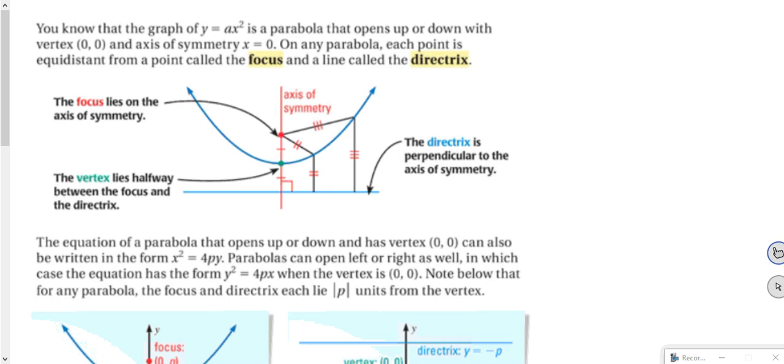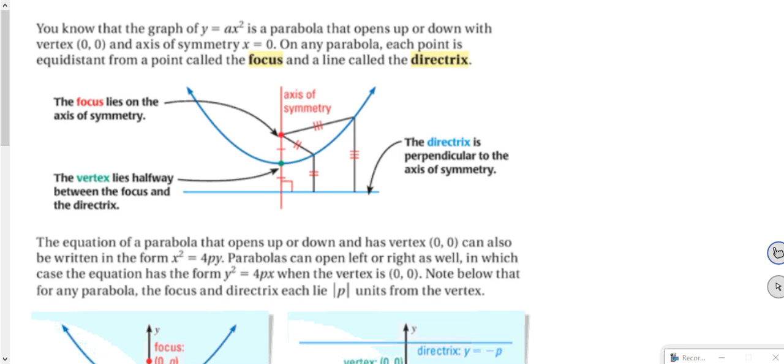It says, you know that the graph of y equals a times x squared is a parabola. Again, quadratic equation is when we have an x squared that opens up or down with the vertex (0, 0). Now we know it has a vertex (0, 0) because again, we don't have any b or c terms in our quadratic. And the axis of symmetry, remember, is the line with which it's symmetric if you folded the board on it. And the axis of symmetry is x equals 0. Remember, that's a vertical line.